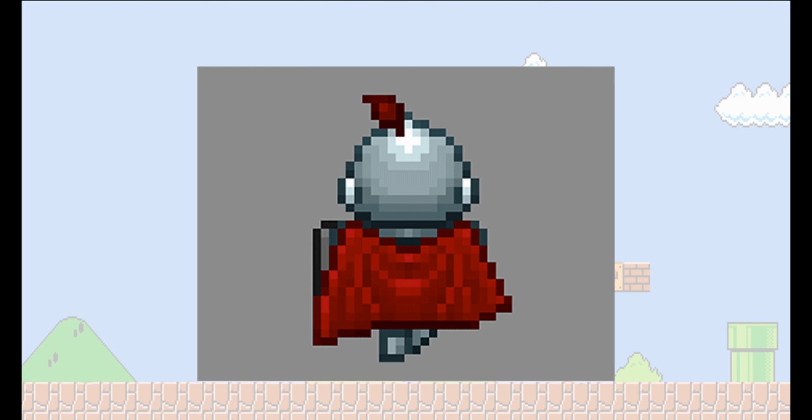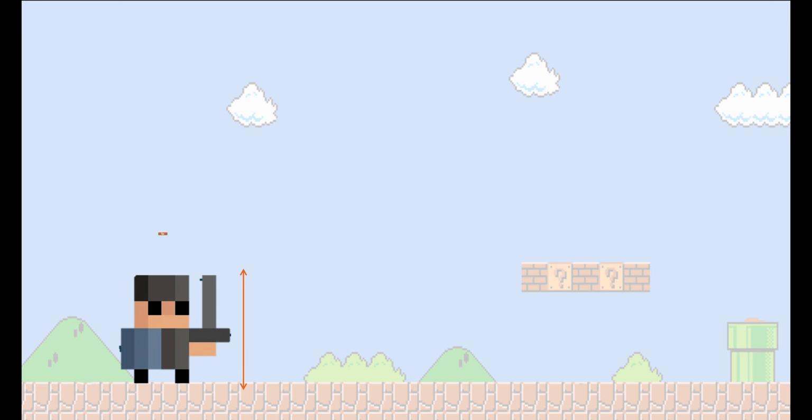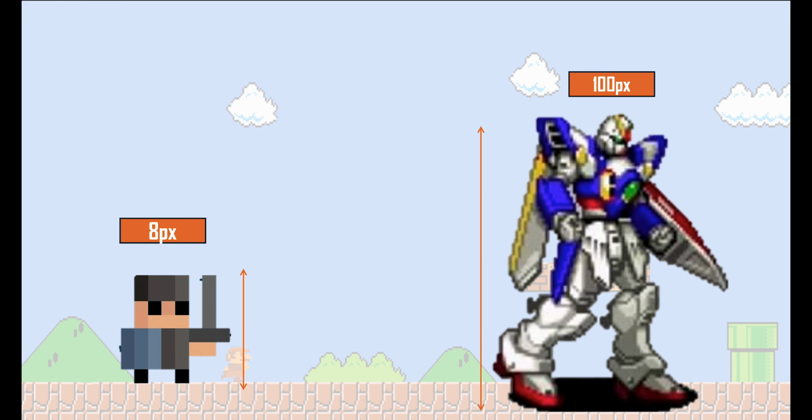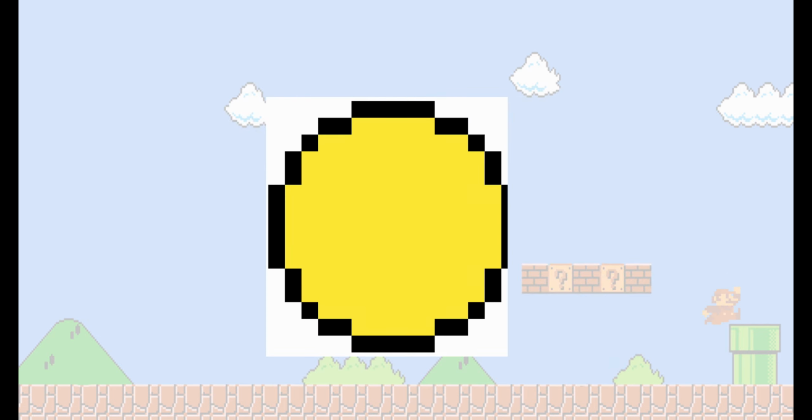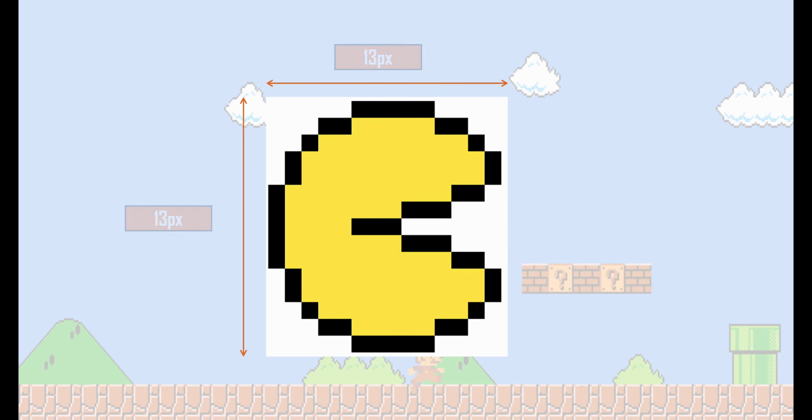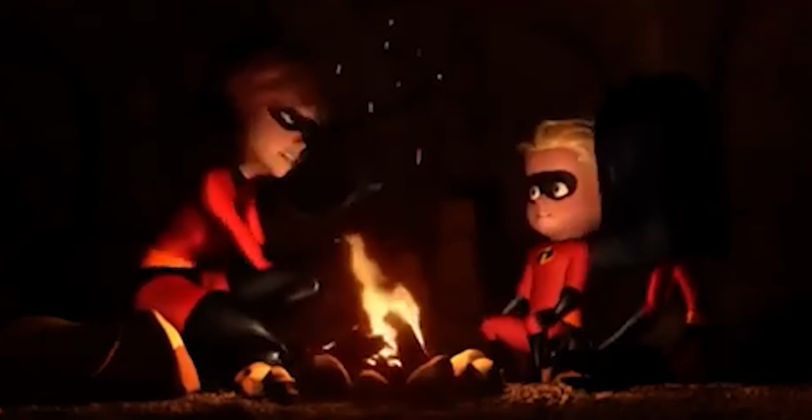Characters, known as sprites, can be made up of 8 pixels to about 100 pixels in size. The higher the pixels go, the better the pixel quality. Did you know that Pac-Man is actually made up of 13 pixels, tall and wide? But wait, didn't you just say— I know what I said!